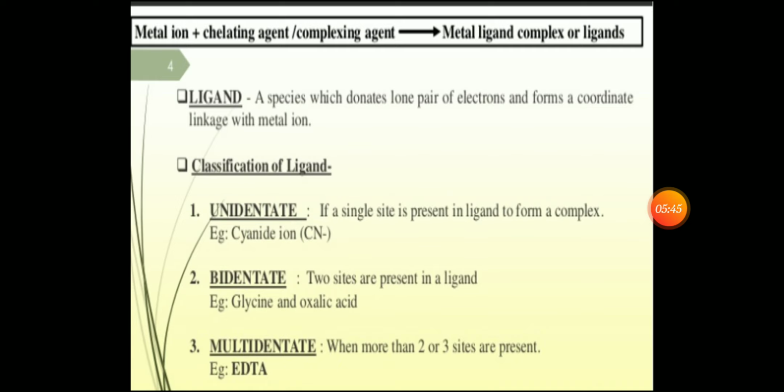Then multidentate: more than two sites are present. When more than two or three sites are present for donating the lone pair of electrons, it is called a multidentate. An example is the EDTA.